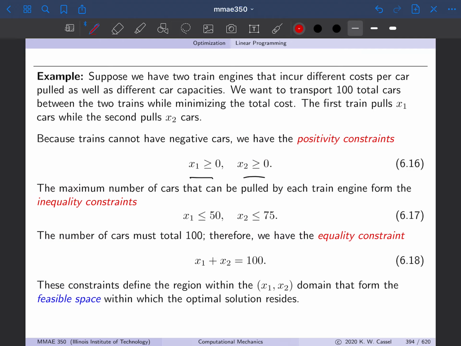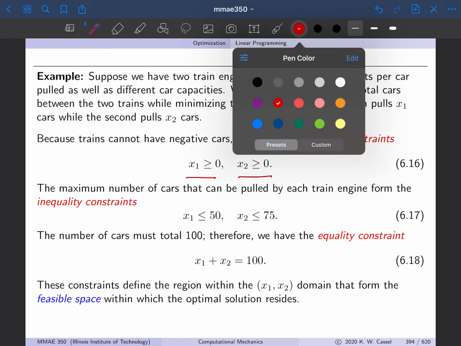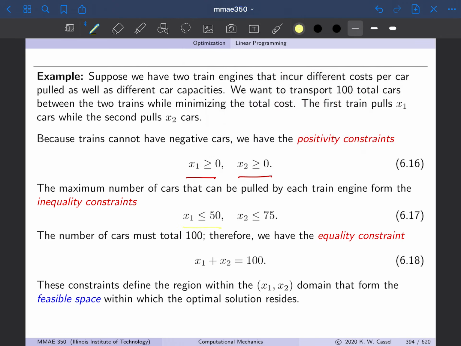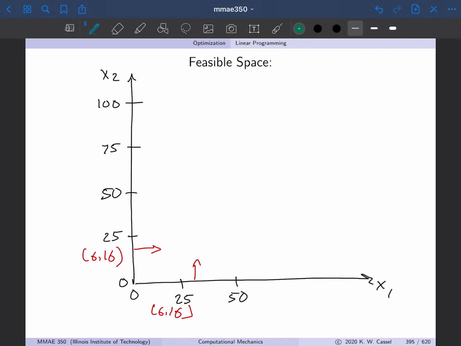Great, let's go back. Okay, then we have our inequality constraints. x1 is less than or equal to 50. Actually, let me be smart here and change these colors. So these were the red, and then we'll pick a different color. Let's try yellow, see if that even shows up. No, not very well. Let's pick green. That's a little better. So the green will be our inequality constraints, x1 less than or equal to 50, and x2 less than or equal to 75, and that comes from equation 617.